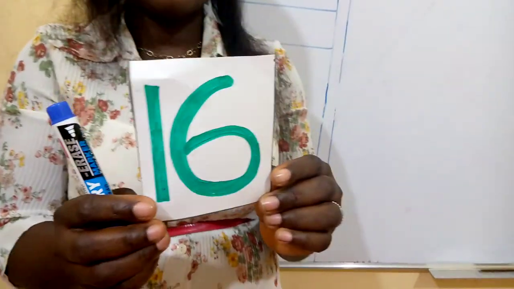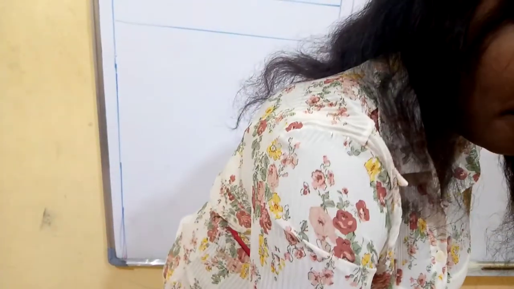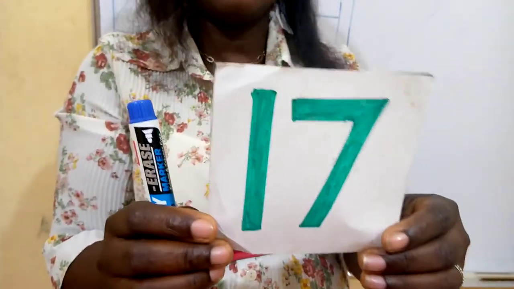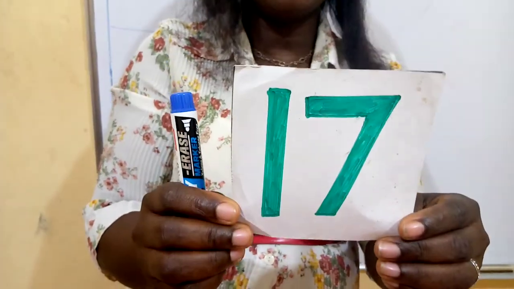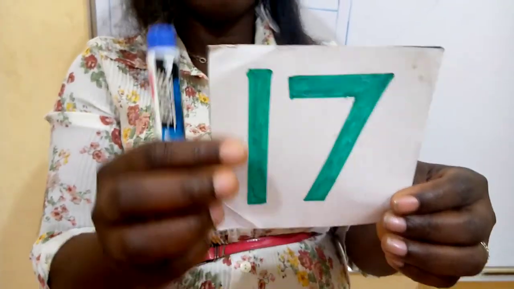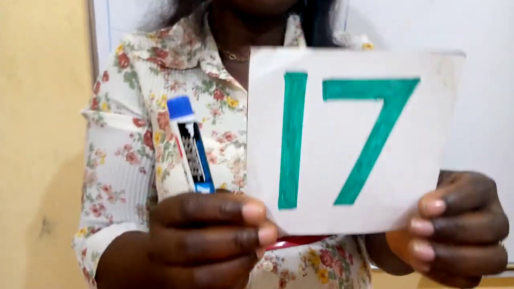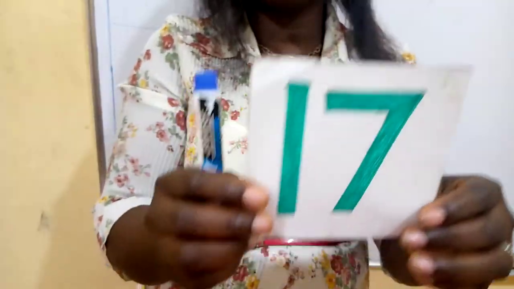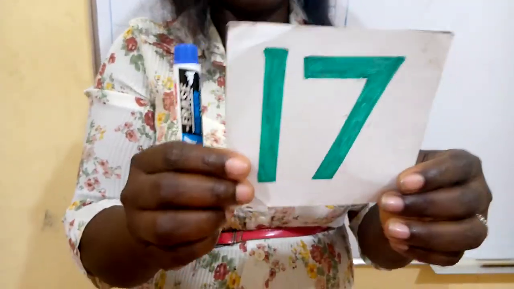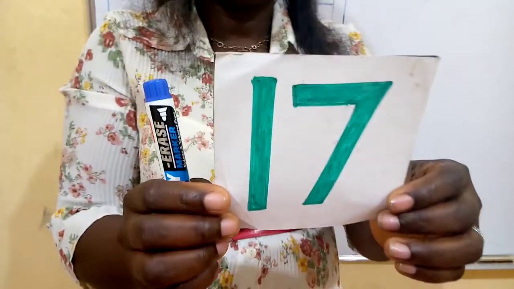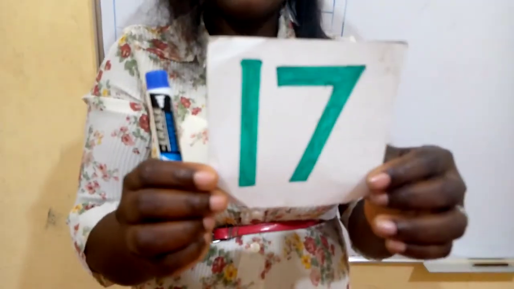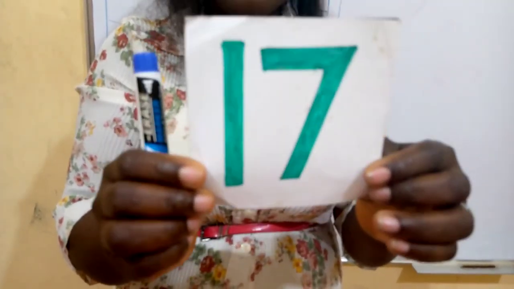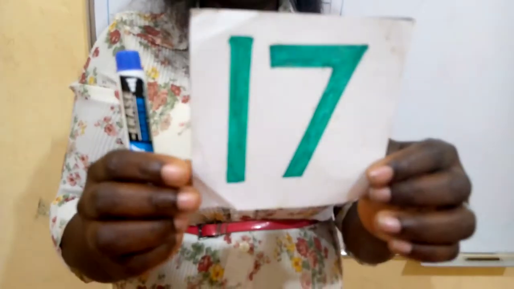Now, after number 16, the next number is number 17. Number what? 17. After number 16 is what? Number 17. So number 17 is 1 and 7. 1 and 7, 17. 17 is 1 and 7. So this is 1 and 7, 17. Have you seen it? That's beautiful. This is what? Beautiful. 1 and 7, 17.